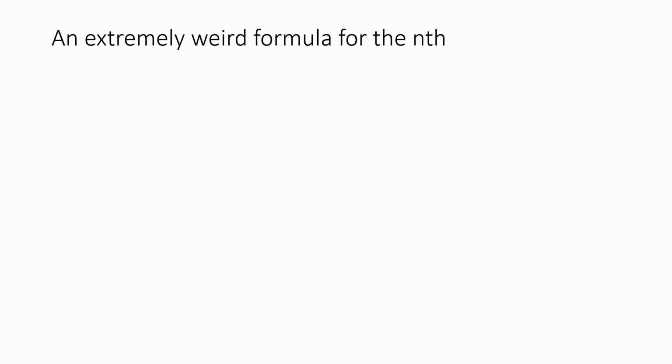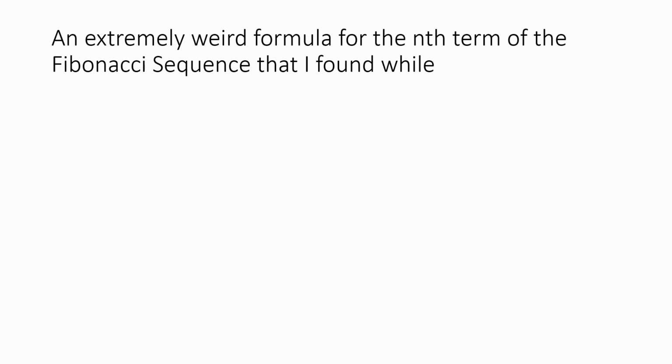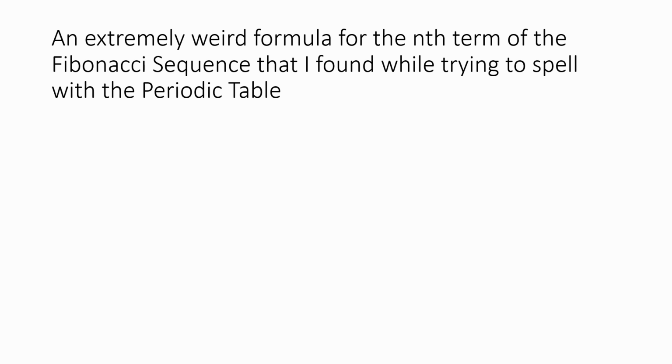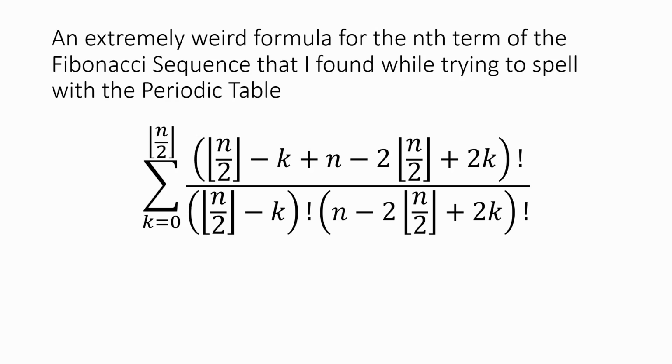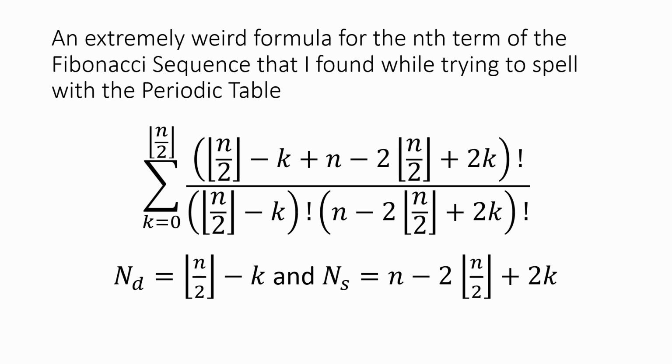So for the finale of this video, I would like to present an extremely weird formula for the nth term of the Fibonacci sequence that I found while trying to spell with the periodic table. Wow. There it is. I mean, it looks great. It looks crazy. Yeah, so obviously this is just our permutations formula from earlier, where we have just ND and NS defined at the bottom. These weird brackets are the floor, so we're summing over all of our decompositions and adding up all of the permutations. And yeah, it works.